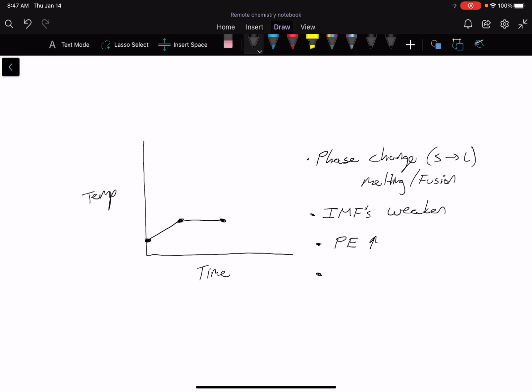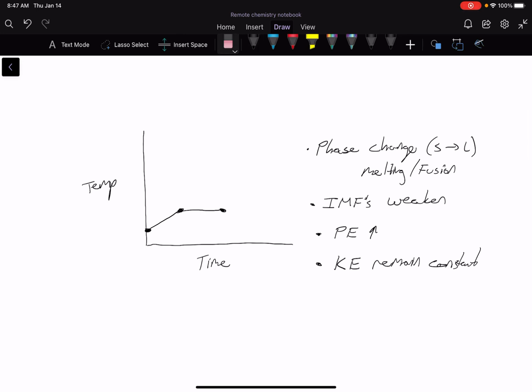But remember, temperature is the same thing as average kinetic energy, and so our kinetic energy will remain constant. Because temperature is not changing, we can't use Q equals mc delta T anymore. We have to use Q equals mHF, or heat of fusion. For water, HF is equal to 334 joules per gram. So it takes 334 joules to melt 1 gram of ice.